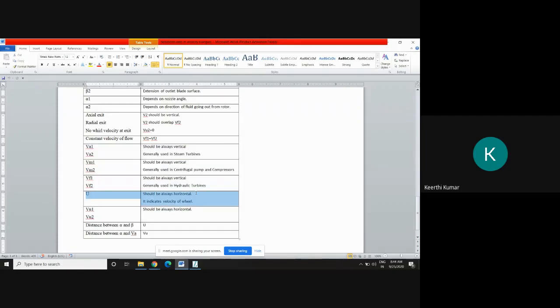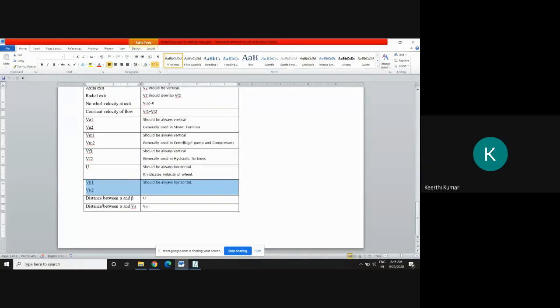U should always be horizontal. It indicates the velocity of the blade. VU1 and VU2 is the whirl velocity, which should always be horizontal. The distance between alpha to beta is called U. The distance between alpha to VA is called VU.